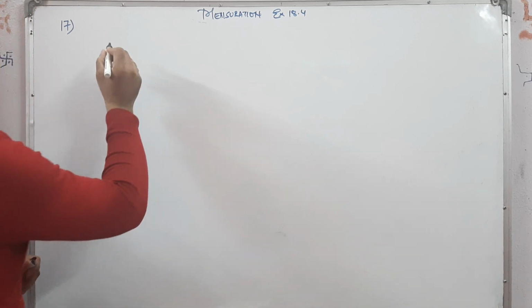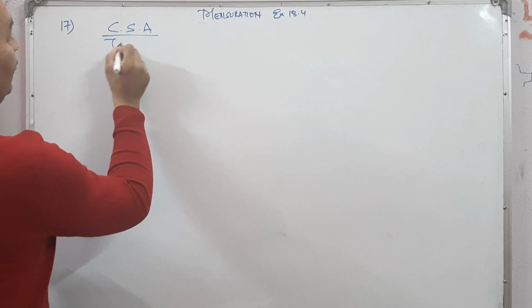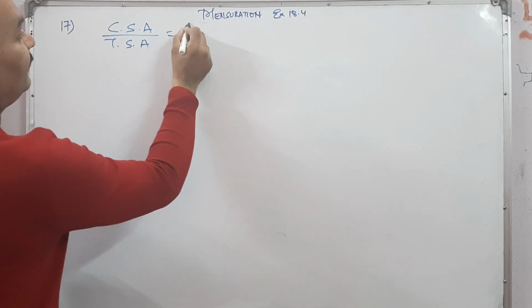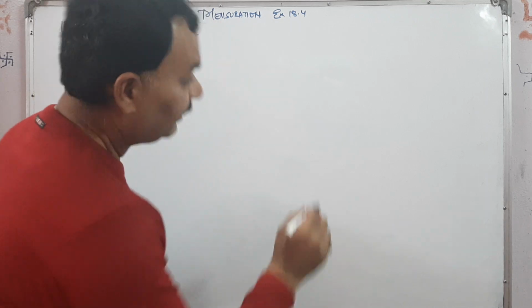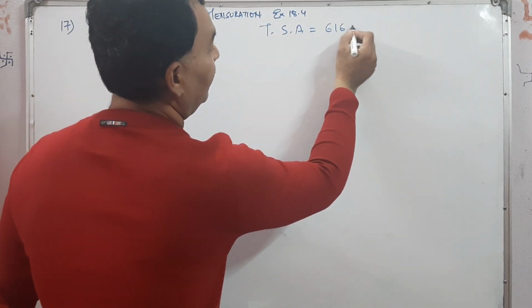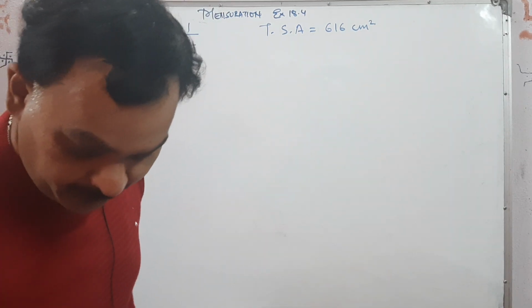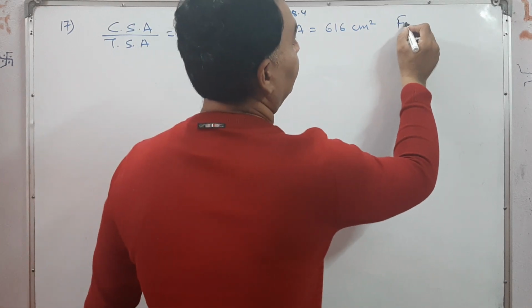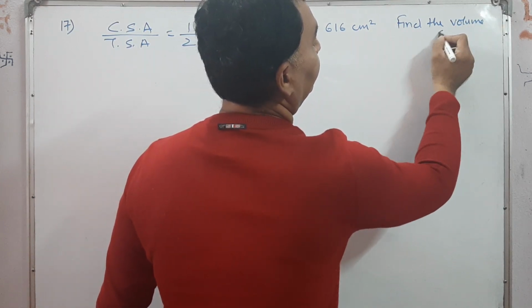Question 17. The ratio between the curved surface area and the total surface area is 1:2, and the total surface area is given as 616 centimeter square. We need to find the volume of the cylinder.